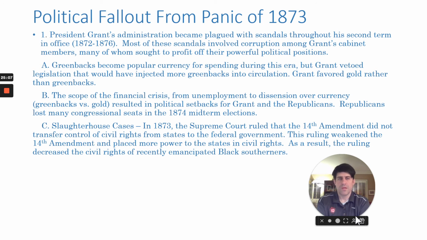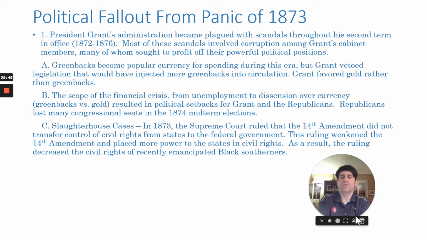the Republicans. The Republicans lost many congressional seats in the 1874 midterm elections, while Grant saw his dreams of running for and perhaps winning a third term as president fall by the wayside, as he ultimately would not run, hurt by the scandals and by the reduced power of the Republican Party, his party, nationally after the 1874 midterm elections.